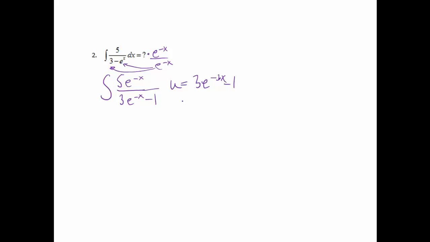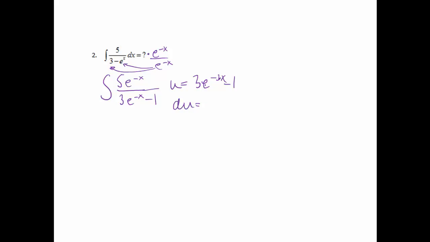When there's only one e in the problem like that, we can go ahead and do e to the opposite. So we'll multiply by e to the negative x over e to the negative x. So in the numerator, I'm going to have 5 e to the negative x. And then in the denominator, I'll distribute that to both parts. And when I do that, I'll have 3 e to the negative x minus e to the x times e to the negative x will be 1. Okay, now I can do a u substitution, so I'll get u equals 3e to the negative 3x minus 1.